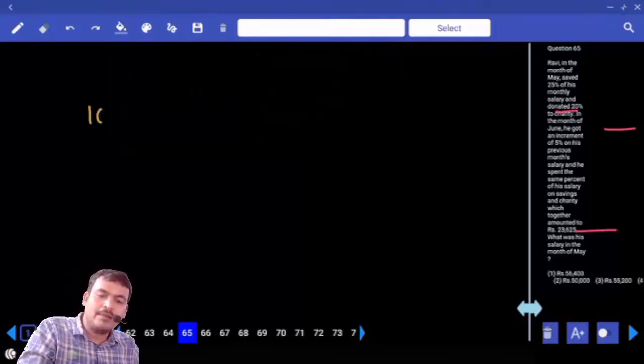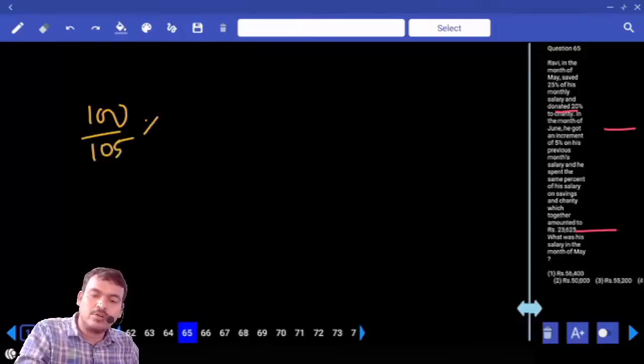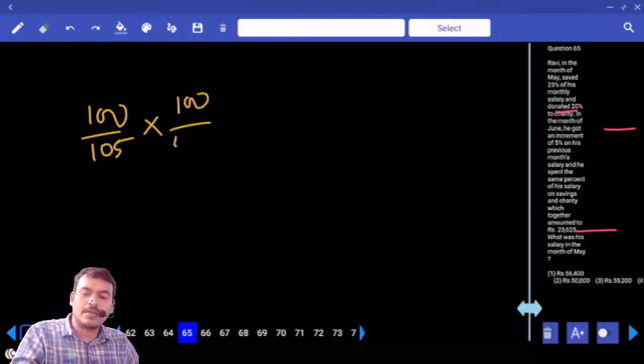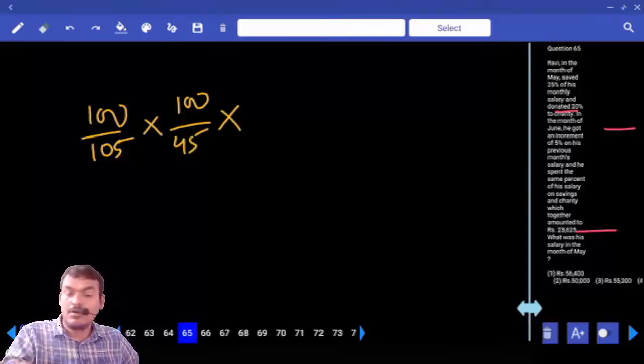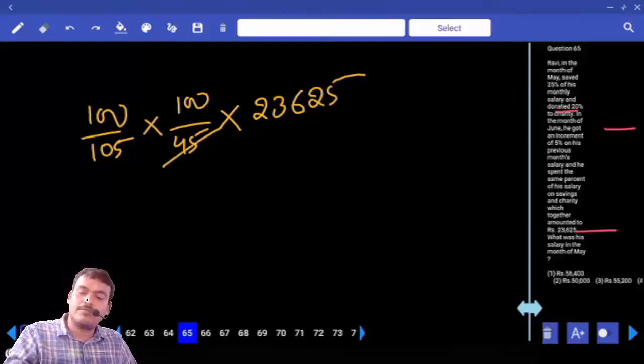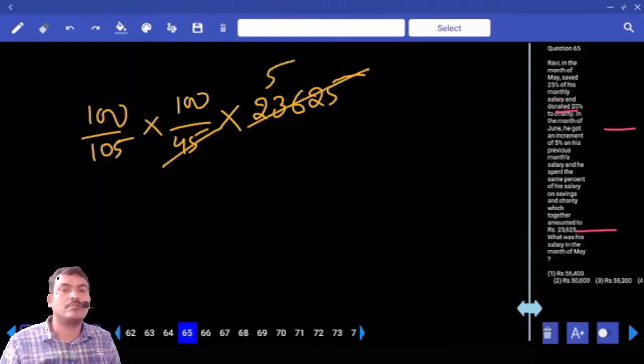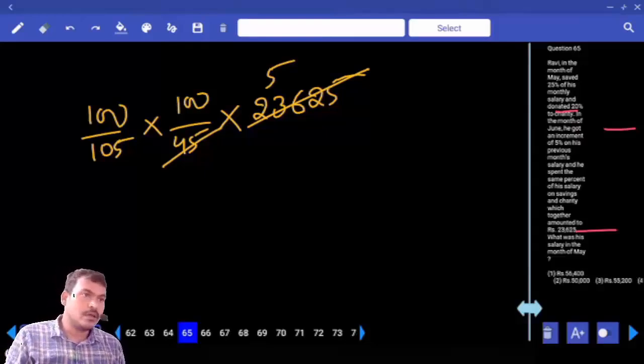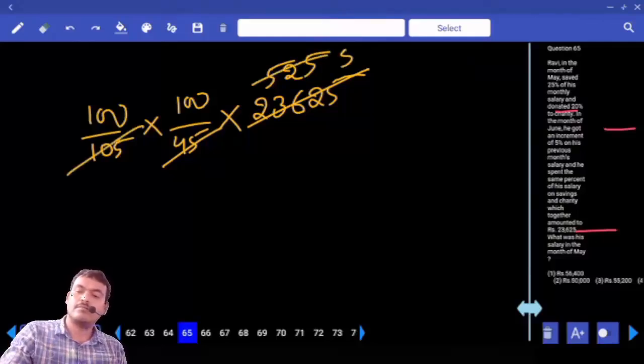Okay. 100 by 105 into 100 by 45 into how much value? 23,625, or not? Okay. 45 5 times how much? 225. What is the remaining value? 112, or not? 112. 45 2s are 90. What is the remaining value? 225. How many times? 5 times, or not? 105 directly how many times? 5 times, or not? Then the answer is 50,000.